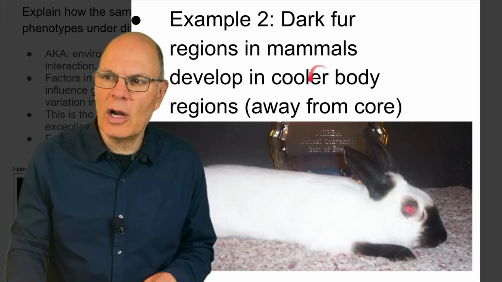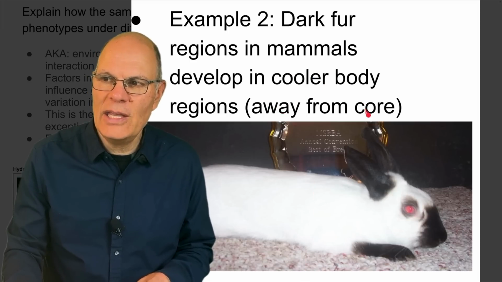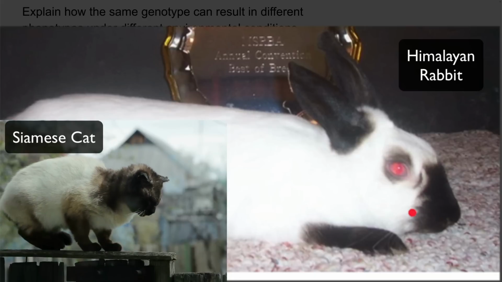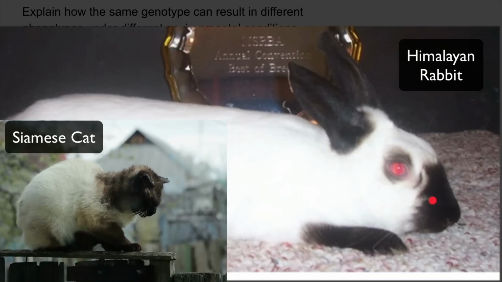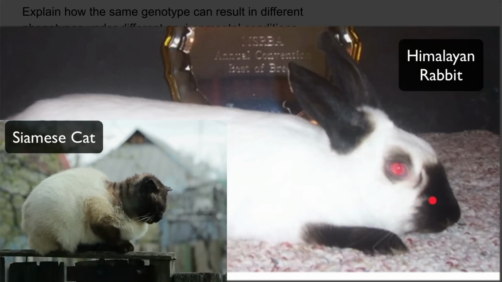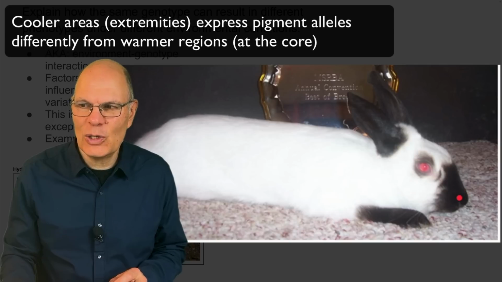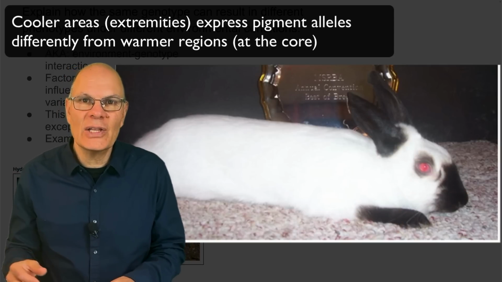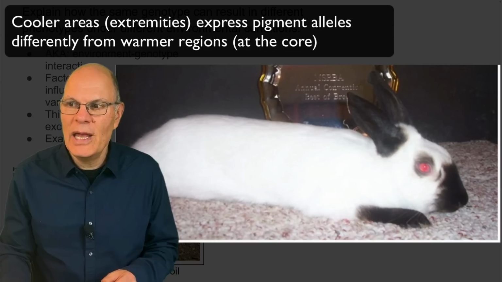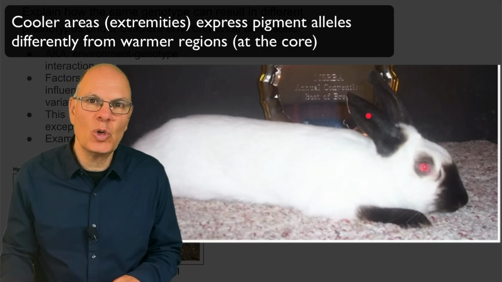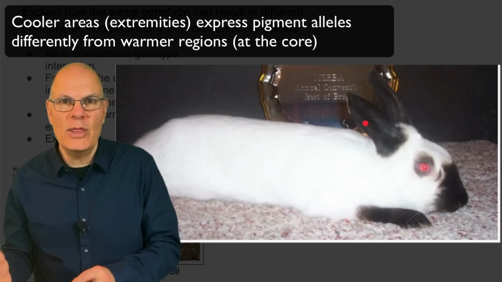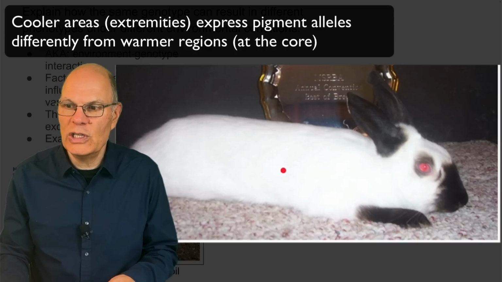Example number two is dark fur regions in mammals, and they develop in cooler body regions away from the core. This is a Himalayan rabbit, but if you can picture a Siamese cat, it's pretty much the same thing. So this is a cool region, this is a cool region, this is a cool region, and all the cells have the same genes, but the cells that are being exposed to cooler temperatures express different pigment alleles than those that are in the warmer regions of the body.